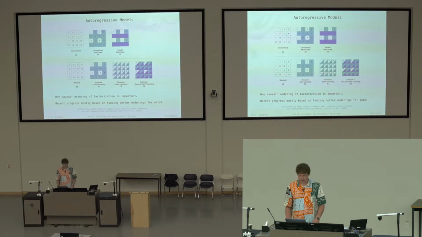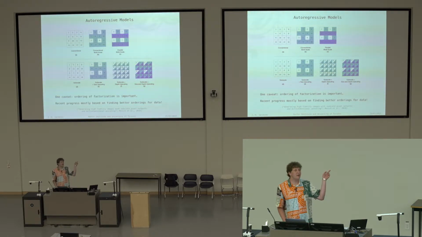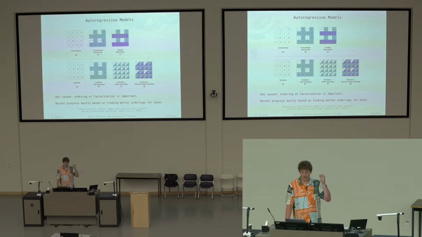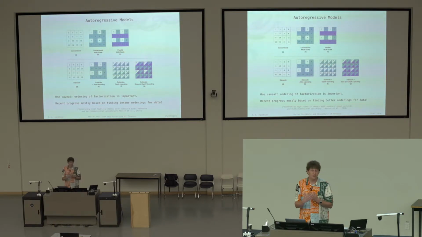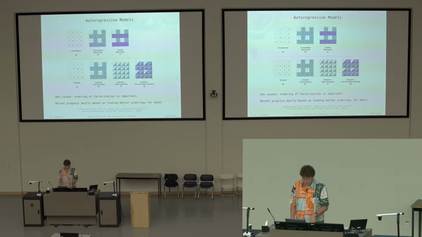So there's one caveat, and that is that actually the ordering of this factorization is very important. On the top left, you see a naive way to do the ordering if it would be an image that you want to model. You would just go pixel by pixel, row by row. But it turns out that if you do more clever orderings, which are, for instance, multi-scale or take the structure and the channels into account, you can boost the performance a lot, and this is very important. And the recent progress is mostly based on finding better orderings for the data in these models.